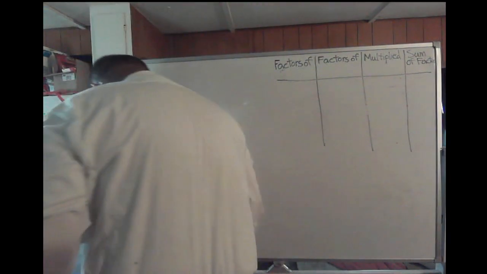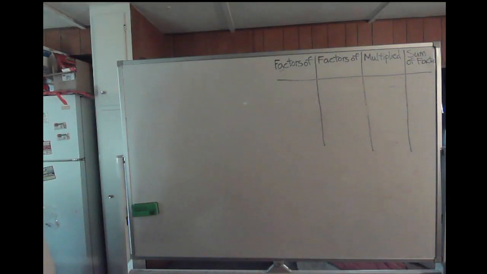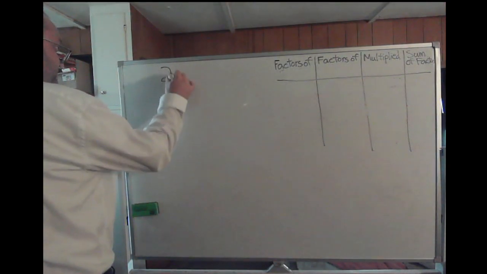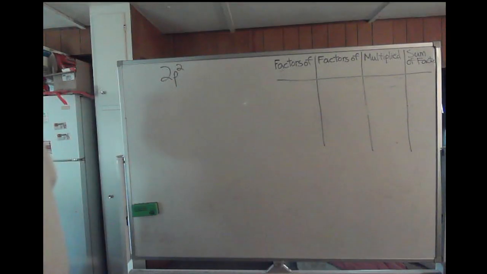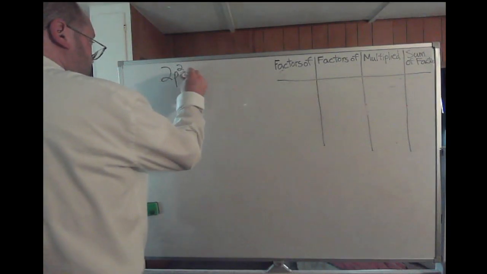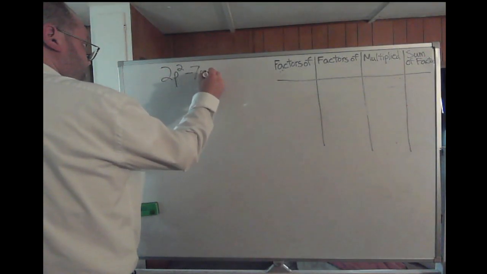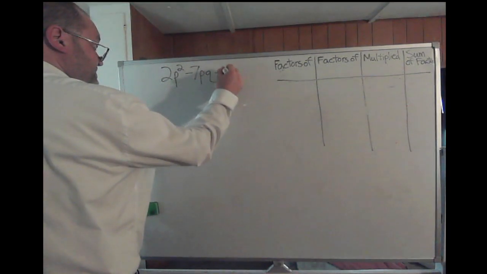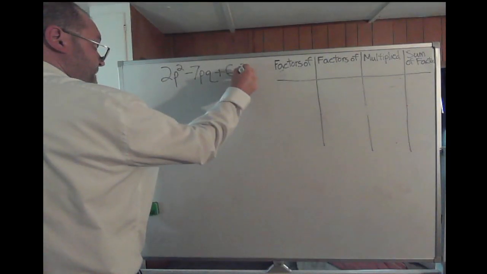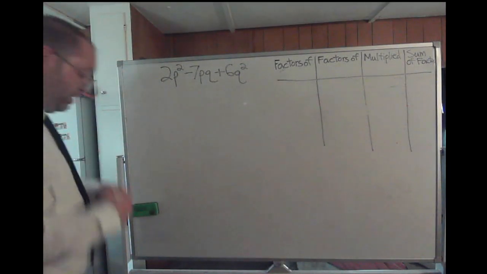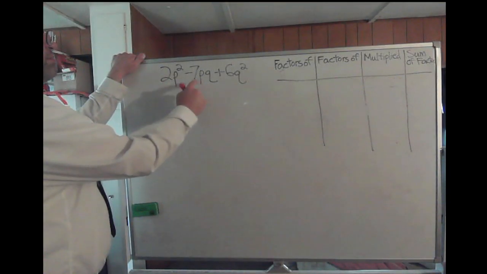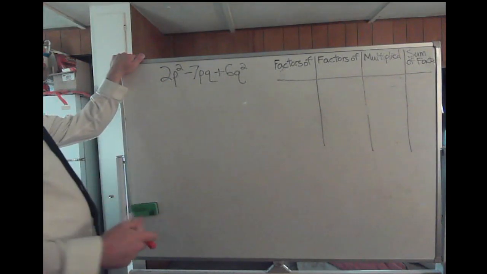Alright, I got about 3 more here. I got 2p squared minus 7pq plus 6q squared. Alright, so I have here 2p squared minus 7pq plus 6q squared.